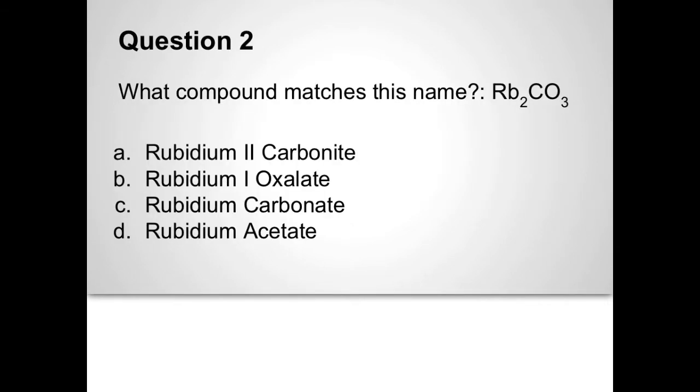Number 2, which compound matches the name Rb2CO3? Okay, so again, first thing, we've got a metal, it's an ionic compound. However, in this case, rubidium is not a transition metal, which means we do not need a Roman numeral in the name. So that eliminates those two right off the bat. And then the next thing you need to do is take a look at the polyatomic ion at the end. CO3 is called carbonate. So that tells you that we've got rubidium carbonate here. Acetate is a different polyatomic ion with carbon, hydrogen, and oxygen.